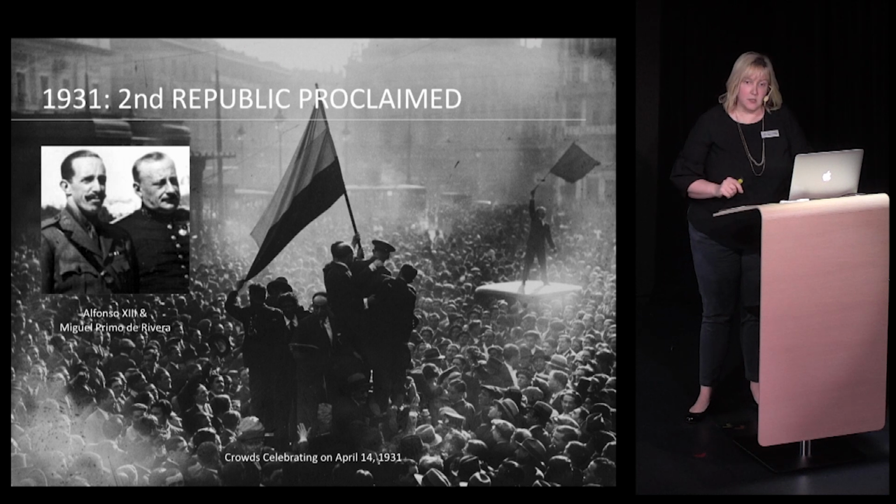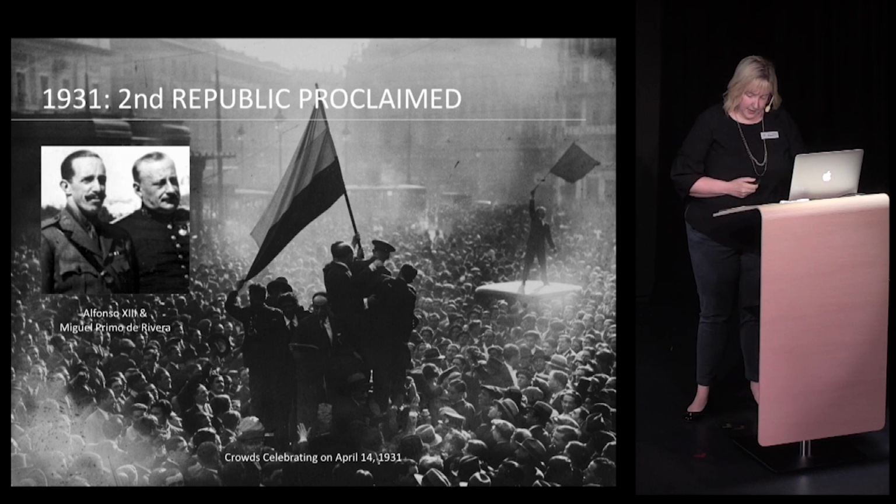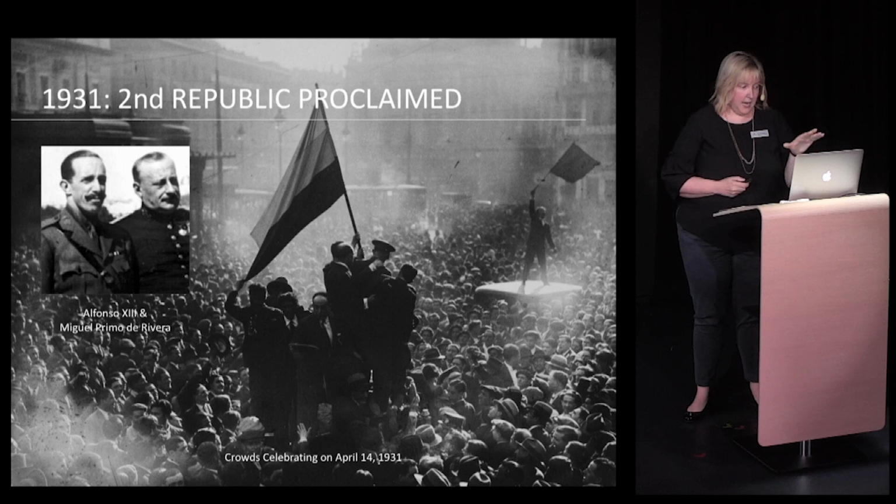So the Republicans won a victory in municipal elections. Alfonso just said, oh, okay. So he fled and he went to Rome. And so later in the year, in 1931, a new Spanish constitution was implemented, and it implemented this second republic. The reforms were quite progressive. So it was a good thing.